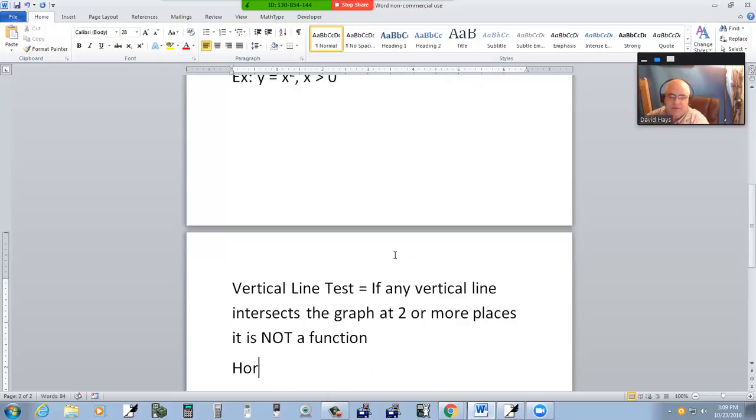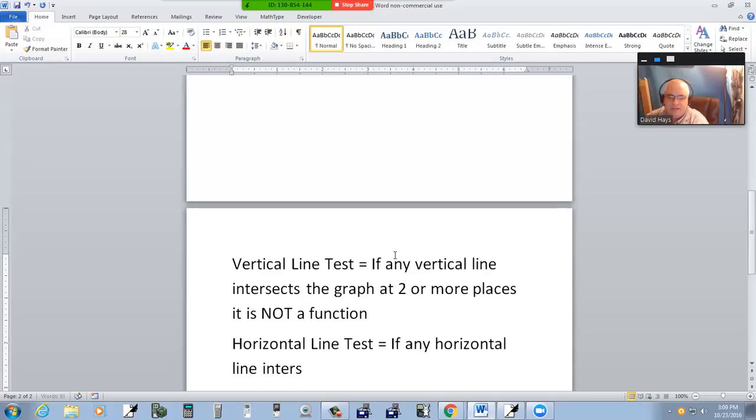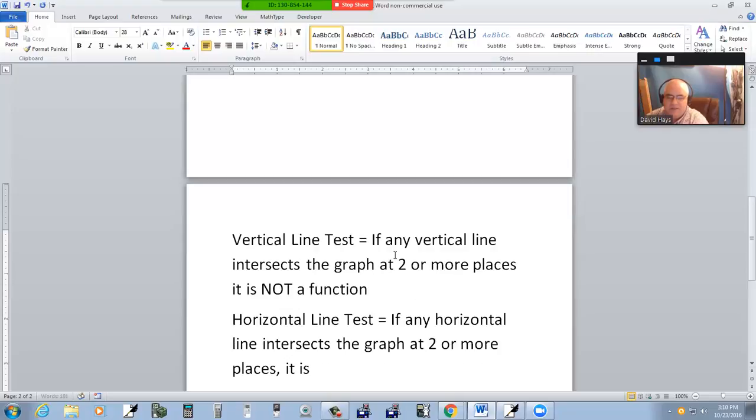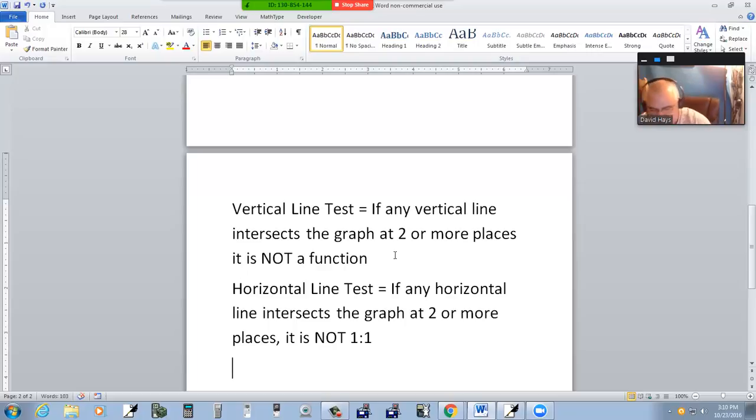Now we also have a horizontal line test. It says if any horizontal line intersects the graph at two or more places, it is not one-to-one. It might still be a function, but it's not one-to-one. So the horizontal line test just checks the one-to-one portion.